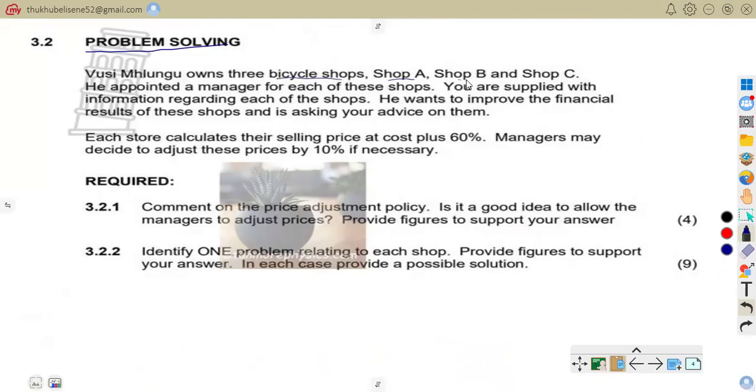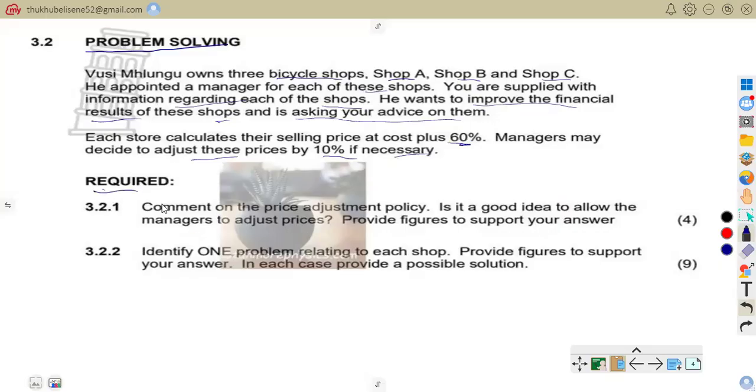So we have shop A, shop B, shop C. He appointed a manager of each of these shops. So you are supplied with information regarding each of the shops. He wants to improve the financial results of these shops and is asking your advice on them. So each store calculates their selling price at a cost plus 60%. So managers may decide to adjust these prices by 10% if necessary.